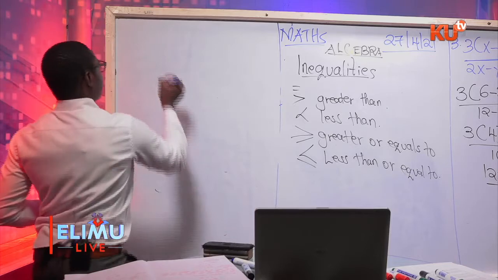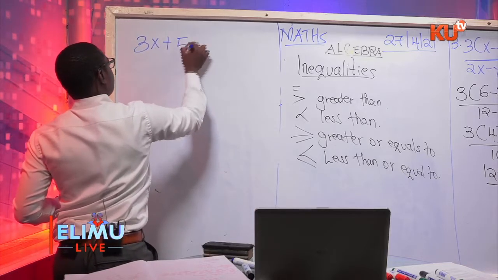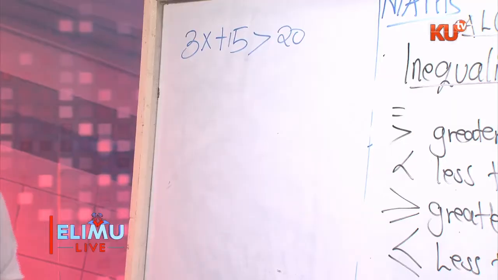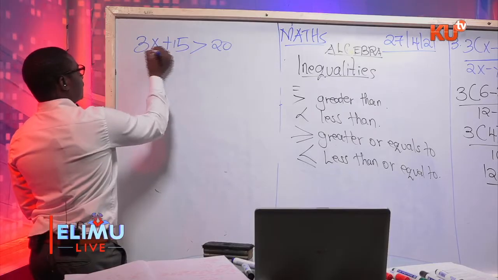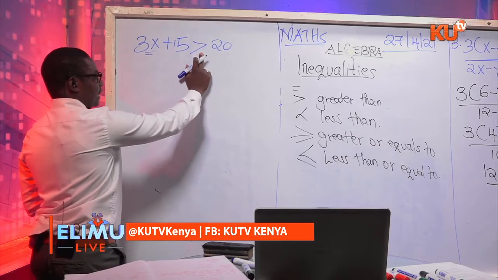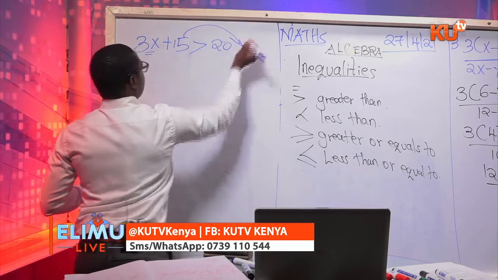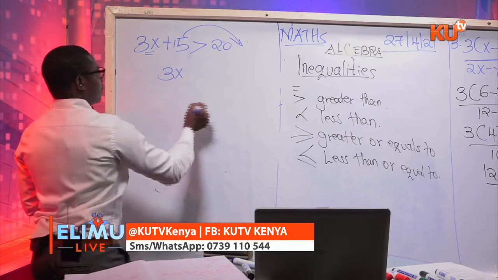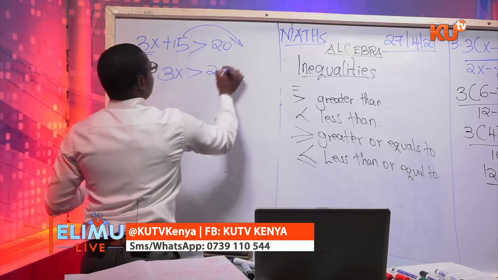So we can have this question here. 3x plus 15 is greater than 20. So we have the value of x. We have a known value and a sign that is for inequalities. Then we have a sign. So this one will cross the equal sign. We'll have 3x is greater than 20.